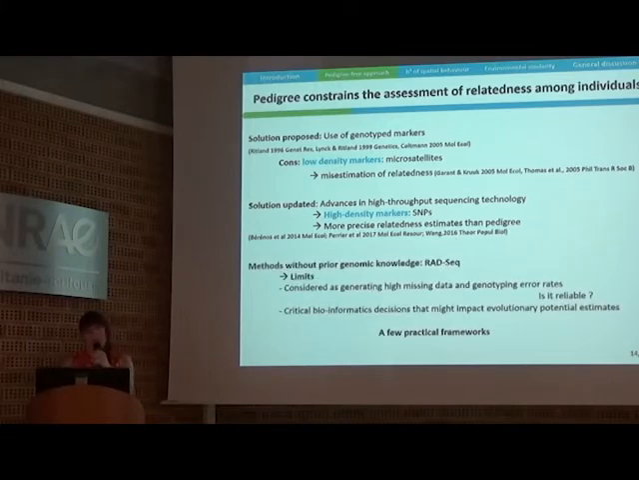There are plenty of methods to obtain SNPs, even some without prior genomic knowledge, yet they have been under criticism because they are considered to generate high missing data and a high genotyping error rate. There are also a lot of critical bioinformatic decisions to make, and this might impact our evolutionary potential estimate. Surprisingly, there have been few practical frameworks in the literature, and that's the aim of the first part of my thesis.